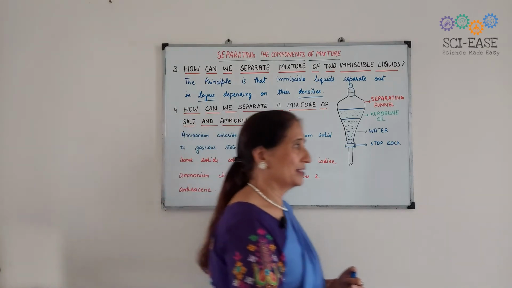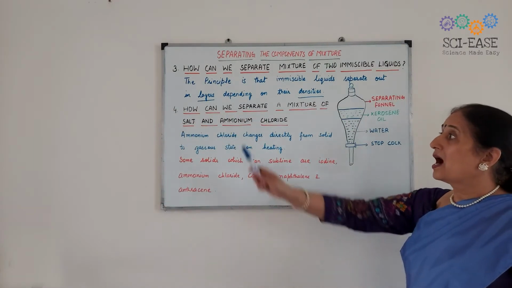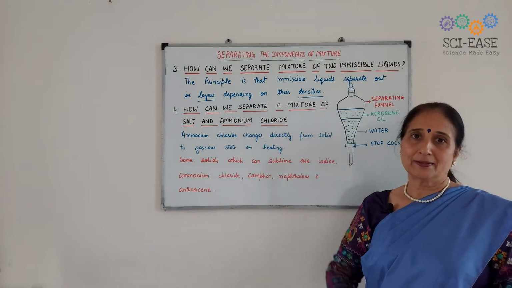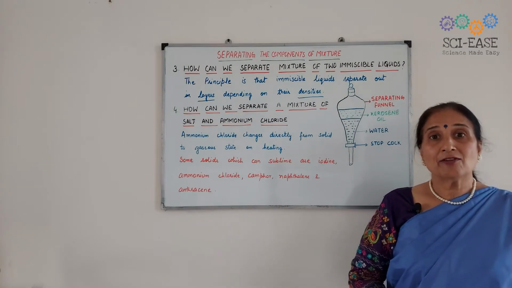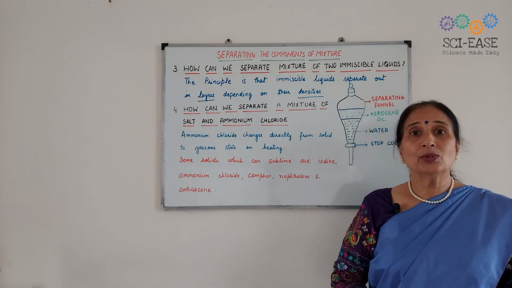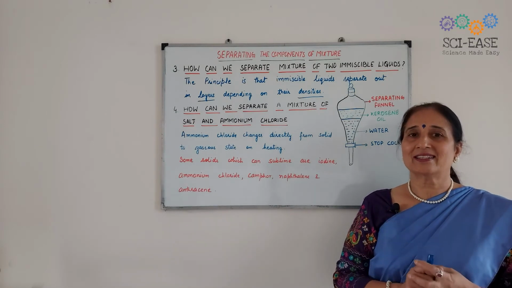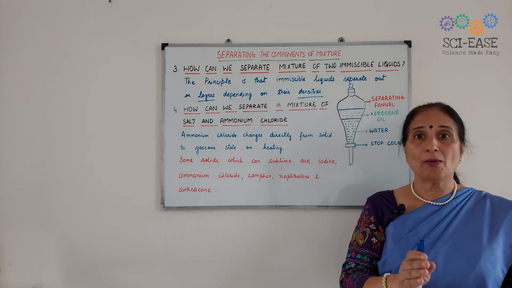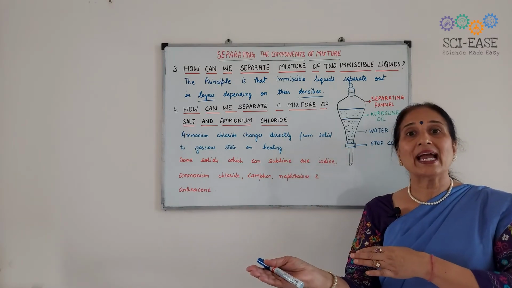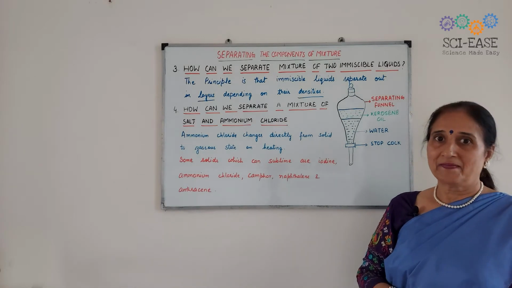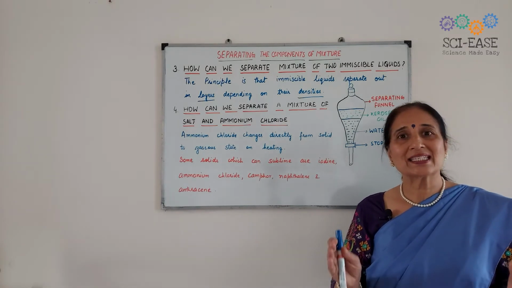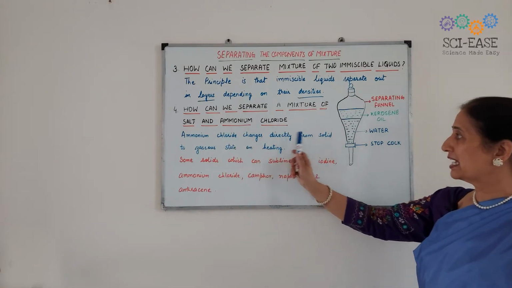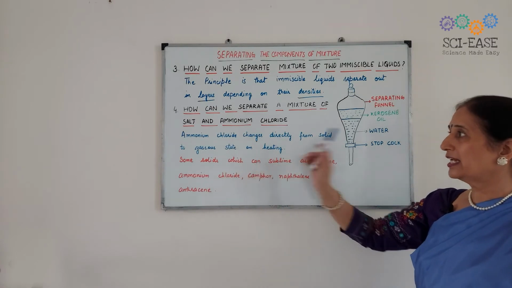Now another method, that is, how can we separate a mixture of salt and ammonium chloride? While teaching the first chapter, I told you about one process where ammonium chloride, which is in the solid form, directly changes into the gaseous state on heating. That process is known as sublimation. So, ammonium chloride changes directly from the solid to the gaseous state on heating.